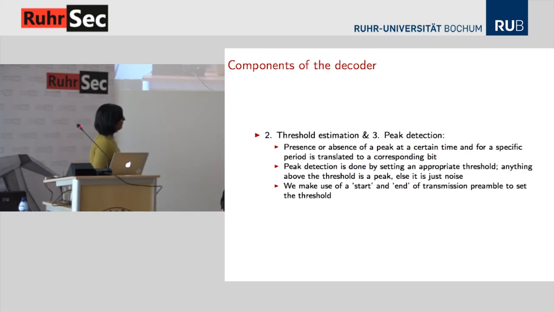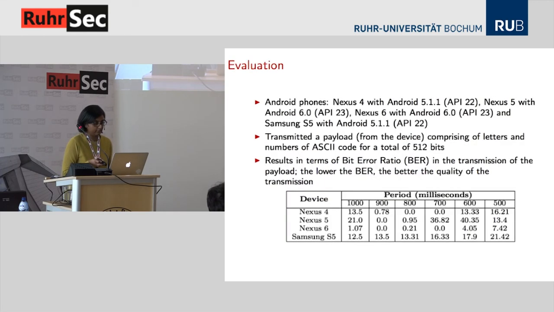We make use of a start and end transmission preamble, because otherwise you will not know when data exfiltration started and where it ended. It is up to the attacker to design how they will notify the adversary to say, okay, this is the start of the data that you need to consider, and that's where it ends. So we make use of that to indicate which peaks we need to consider when decoding the data.